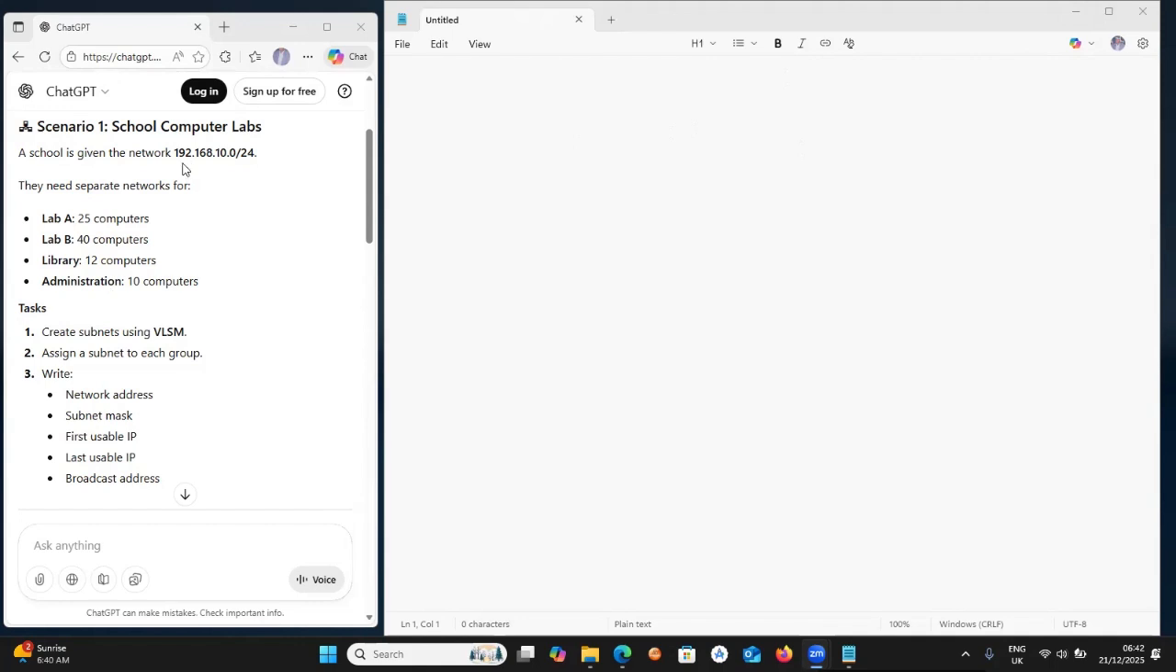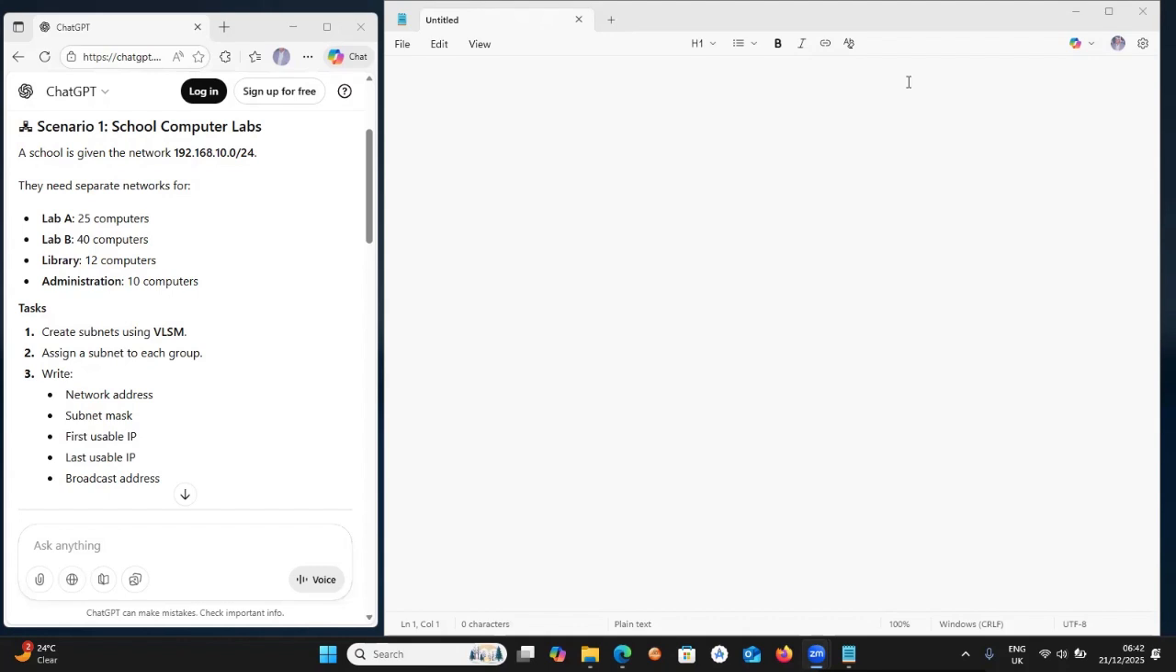The network has the network address 192.168.10.0 with prefix length 24. That is subnet mask 255.255.255.0. Now, the task is to create subnets using variable length subnet mask. Assign a subnet to each group and write the network address, subnet mask, first usable IP address, last usable IP, and broadcast. Now, how do we deal with this?